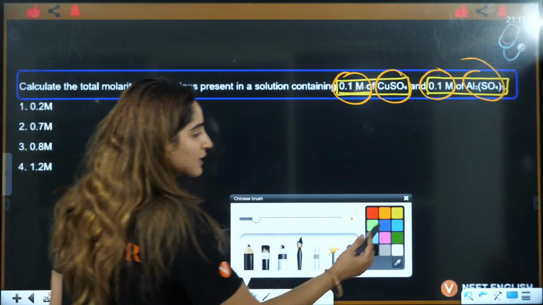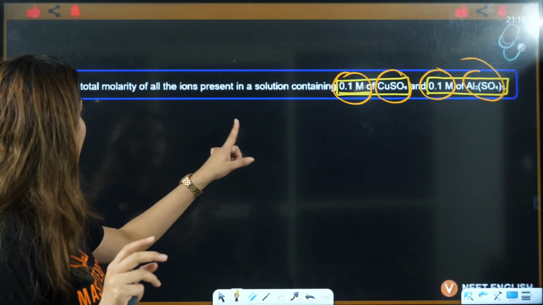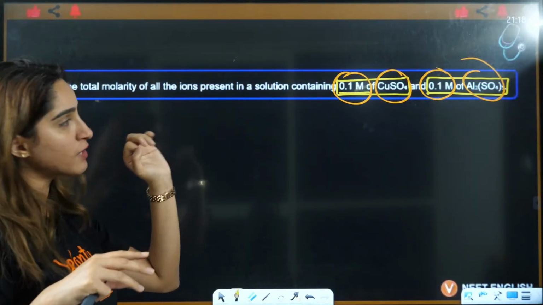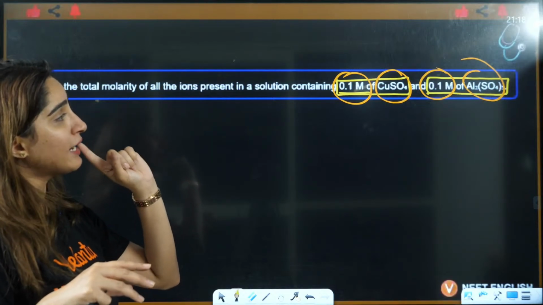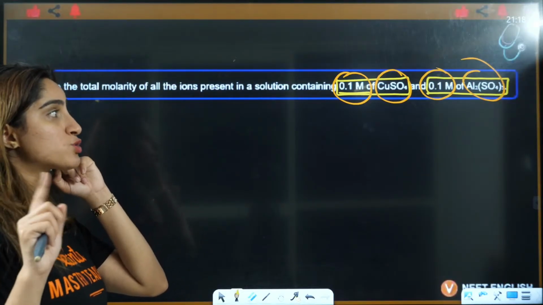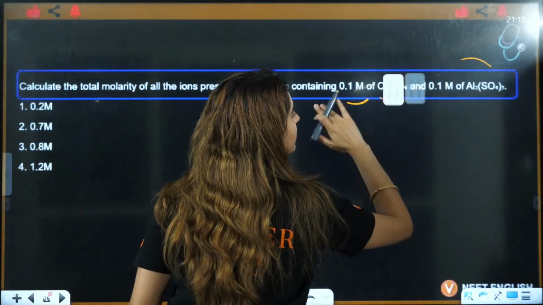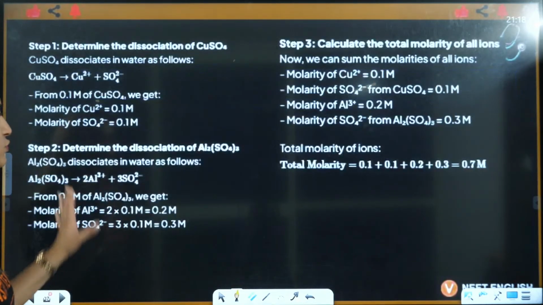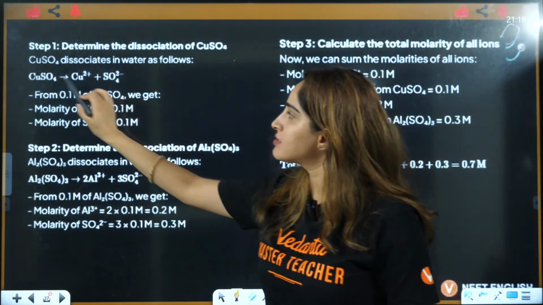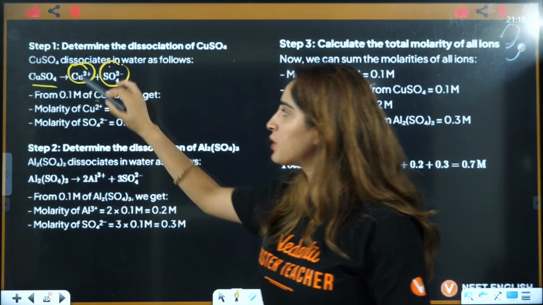First, you need to understand that the formula for a mixture is different. Here they are saying that these ions are present: 0.1 molar of Cu2+, SO4 2-, and Al3+. You have 2 Al3+ and then 3 SO4 2-, and that's how you are getting the molarity as 0.1. So you have to calculate it for individual ions. First is CuSO4, that is given to be 0.1. This will also be 0.1, and this will also be 0.1.